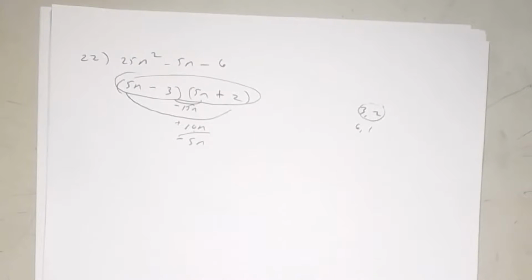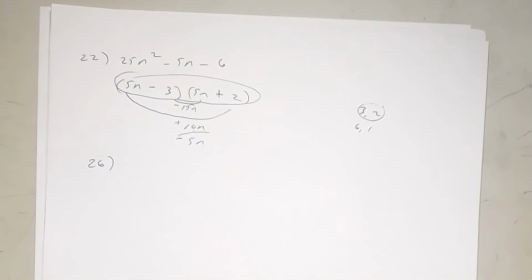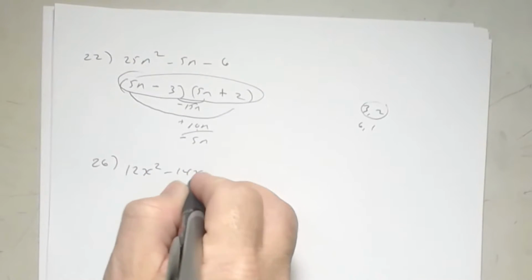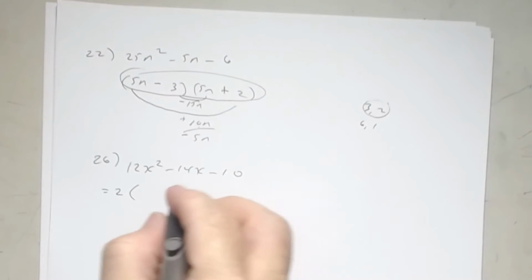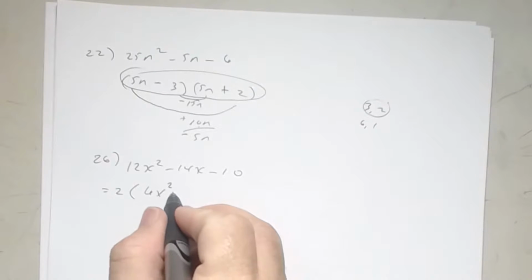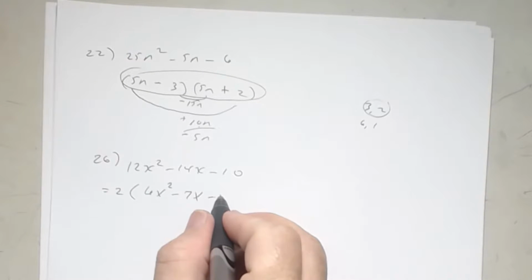All right, let's look at 26. You have 12x squared minus 14x minus 10. Looks like we might have a GCF other than 1. The GCF is 2, so you're going to say 2 times, and then what are you going to write? 6x squared, sorry, 6x squared minus 7x minus 5.